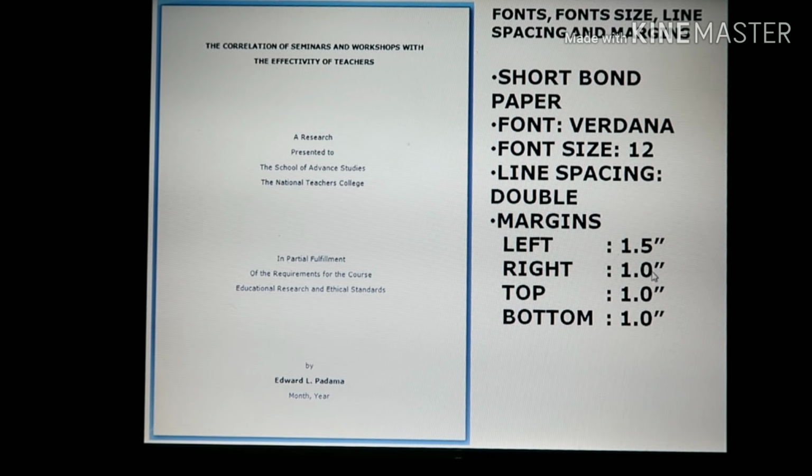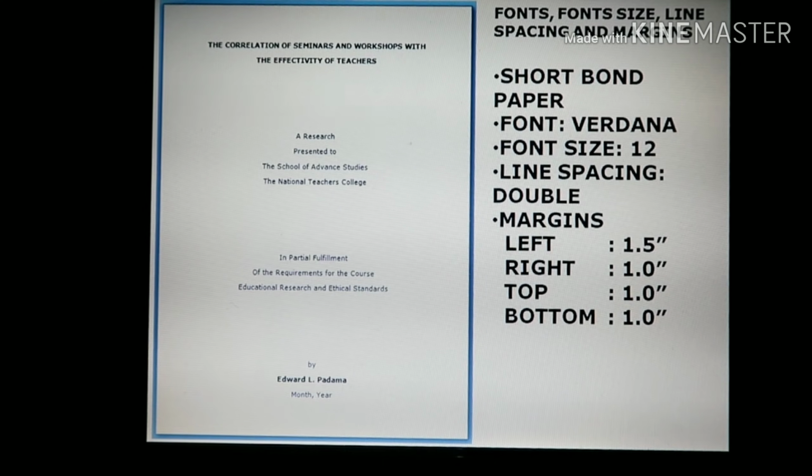Margins, top, left, right, and bottom are as follows. So you can just implement those specifications and apply this for your cover page.